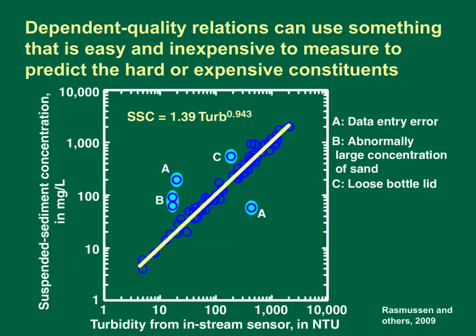Also, we can use dependent water quality relations to use something that is easy and inexpensive to measure to predict the hard or expensive constituents. In this example, a dependent relationship has been developed to estimate suspended sediment concentration from turbidity measurements at the U.S. Geological Survey stream gauge on the Little Arkansas River near Sedgwick, Kansas.